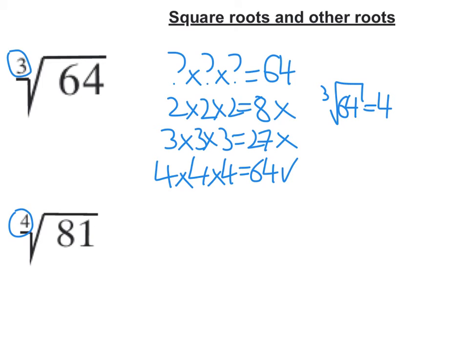Let's look at the fourth root. Fourth root means a number times by itself, times by itself, times by itself, i.e. I've got 4 of them, is equal to the target number, 81. So let's do trial and error again.